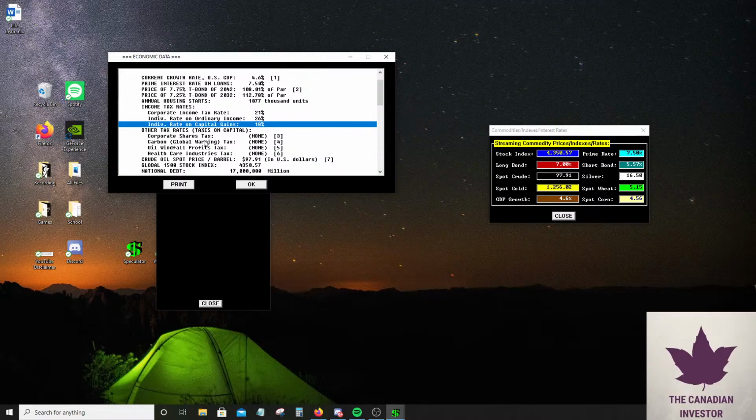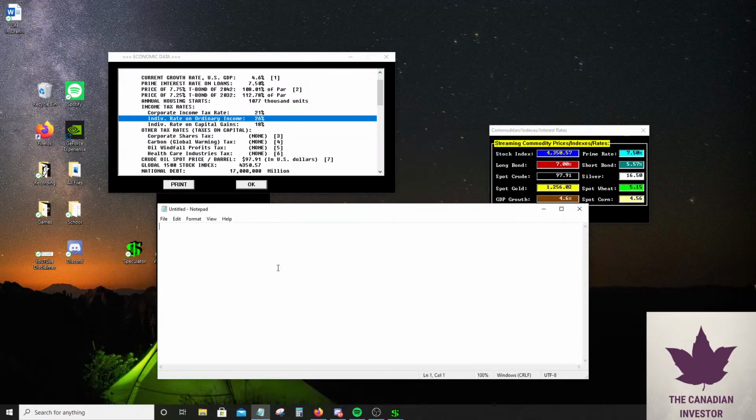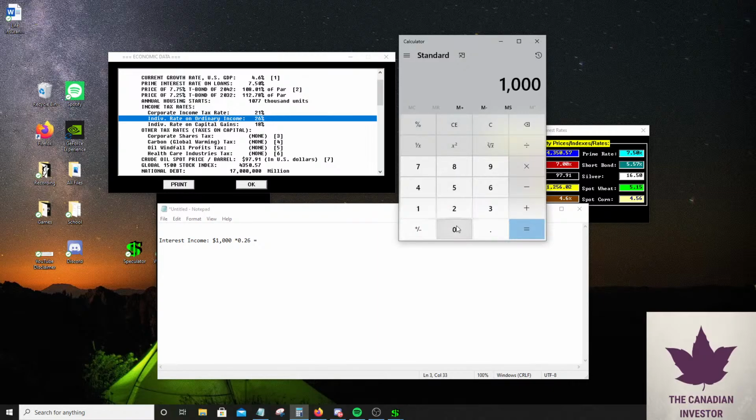What's bad about bonds in this case is, if I get that notepad out again, let's just say hypothetically we make interest income, in which we're going to be making a lot of interest income basically. We make $1,000 in interest income. Well, about 0.26% of that will be taxed. So in that case, if we do our math, it's going to be about $260 taxed.